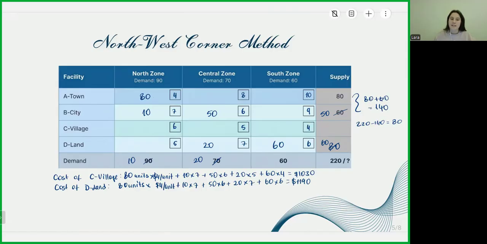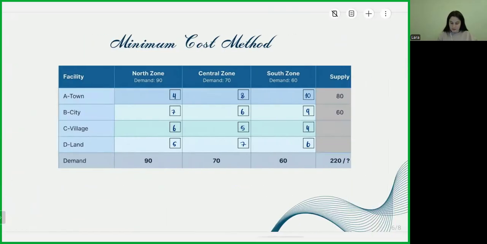So opening C village would make sense more than D land, but we can only use the northwest corner method here. Maybe with another method, it's going to give us a lower cost for D land. So that's why we're going to look at the minimum cost method now.